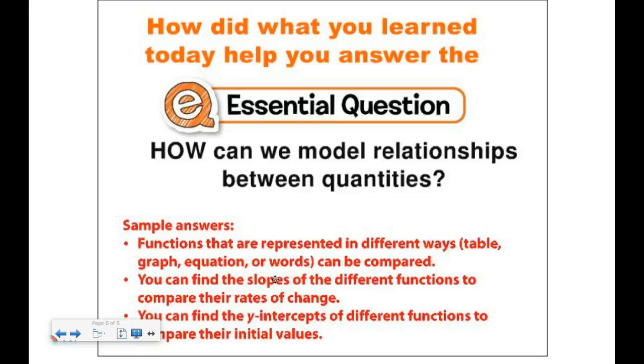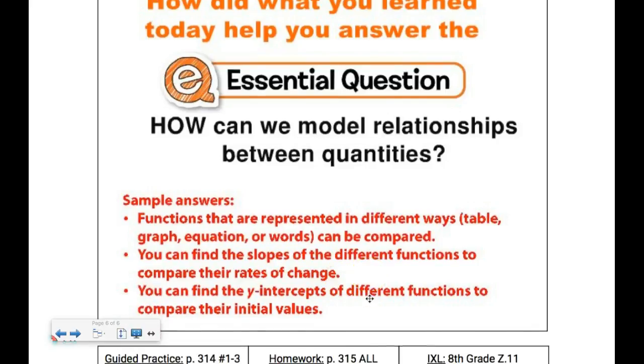It's the same thing. Rate of change is used more commonly with these real-world problems that we've been looking at, specifically like in this lesson today. You can find y-intercepts of different functions to compare initial values. We had a couple that were both at 0. We had ones where one was a $45 fee and the other was a $60 fee. So those can also help you in terms of what the line is going to look like.